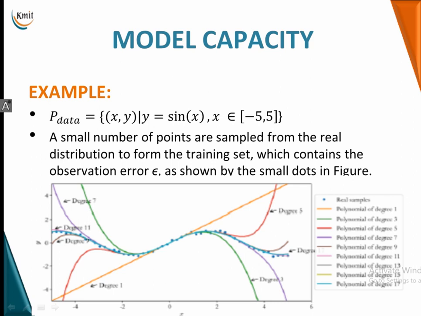Now, to understand that better, we are going to see this particular example wherein we observe a few samples of the data, taken as sin x, where x belongs to the range minus 5 comma 5. You can see there are a lot of ways in which I can fit these samples of the data, based upon the degree of the polynomial that I choose to fit this particular function.